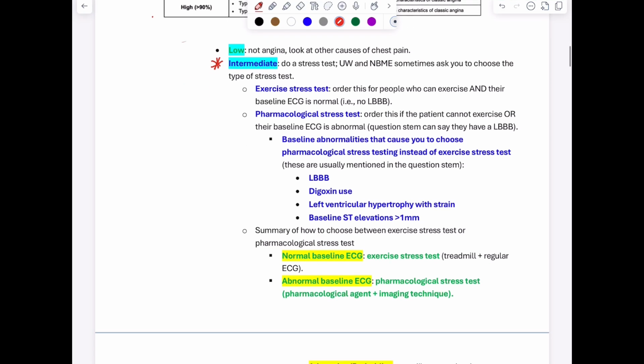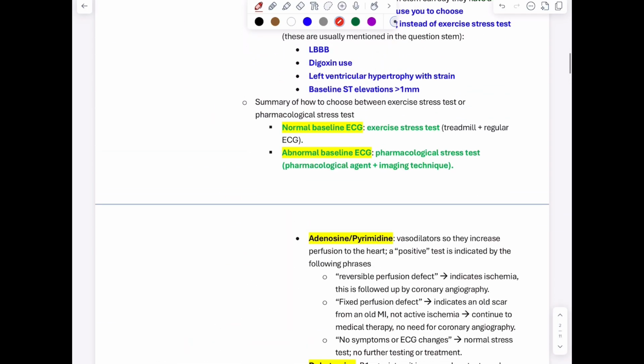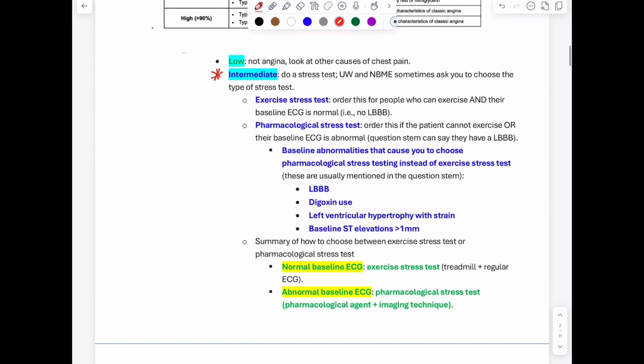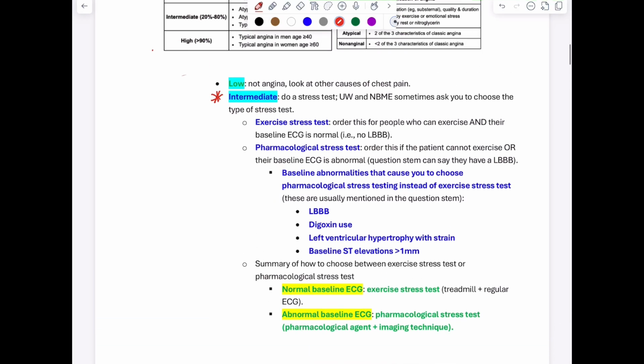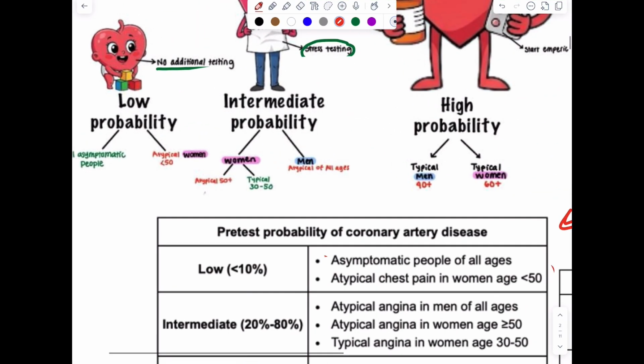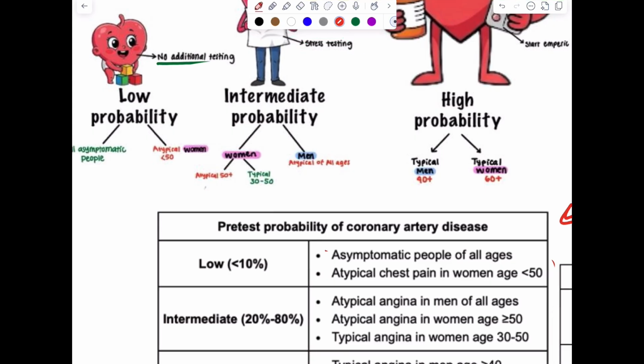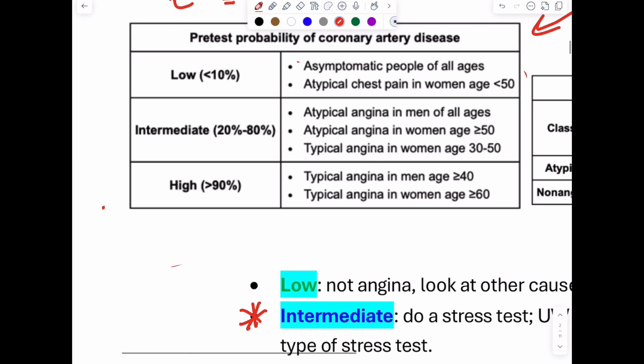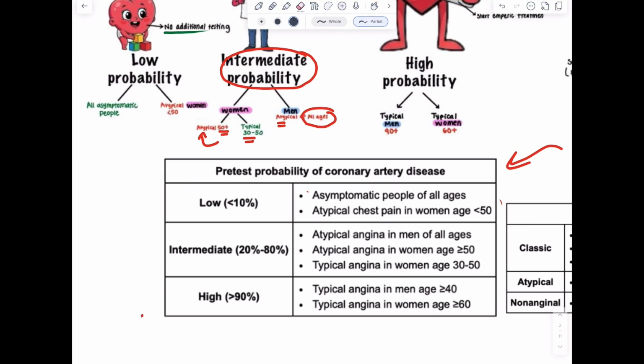And I'm going to see if I can find the table here to show you types of stress tests. Okay, so let's say someone comes in, they have an intermediate probability of having coronary artery disease because it's either a woman who is 50 plus with atypical angina pain, or a woman who is 30 to 50 years old with typical angina pain, or it's a man with atypical pain who's at any age. Again, this is something you want to memorize. Put it to your memory because you don't want to be thinking about these numbers right here on a test, okay? But let's say you're right here.